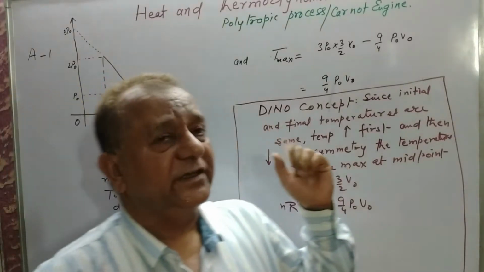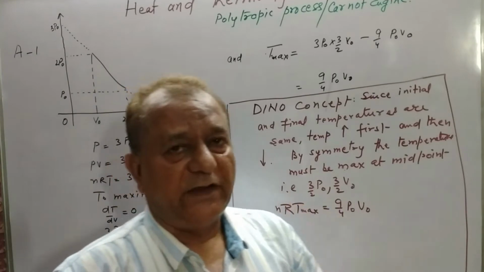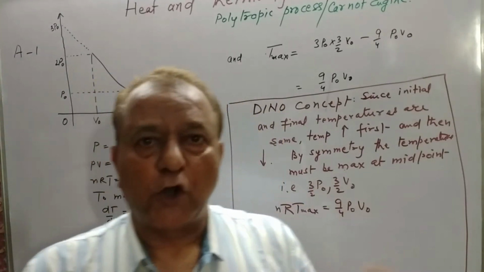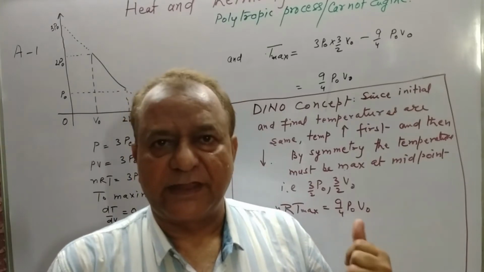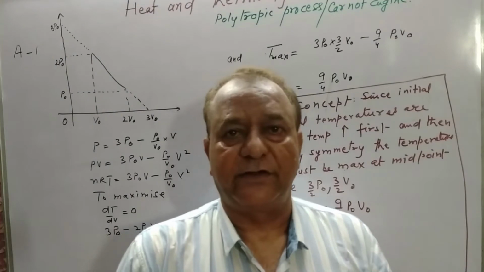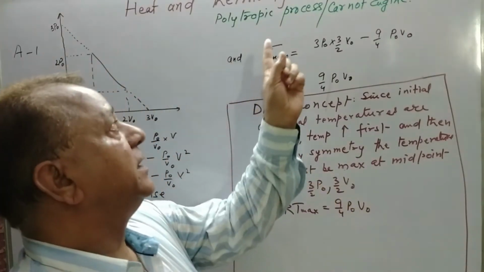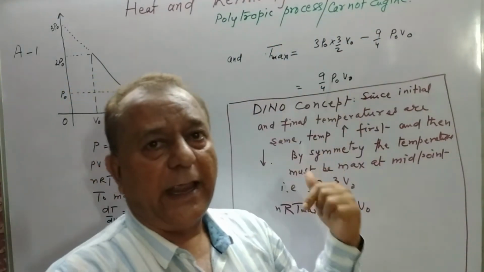This is my second lecture on heat and thermodynamics. In the first lecture, I taught you how to apply your electrical resistance concepts to heat resistances and heat circuits. Today I will be focusing on polytropic processes, the Carnot engine and some related questions.